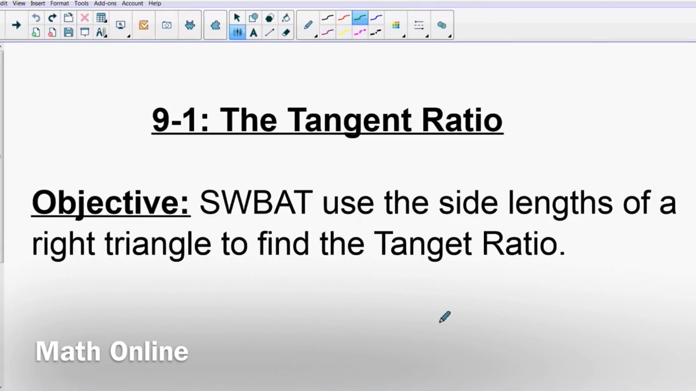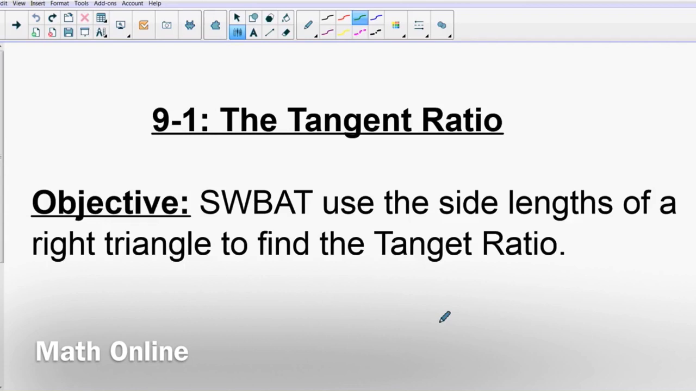I'm Mr. Solis, and on today's video we will learn about tangent ratios. So today's objective is students will be able to use the side lengths of a right triangle to find the tangent ratio. Just a quick review, a ratio is literally just a fraction.